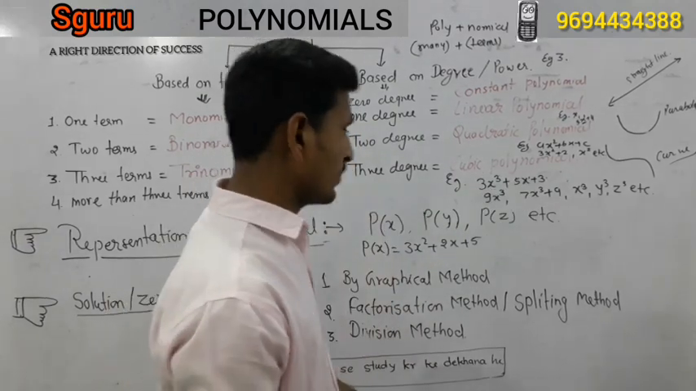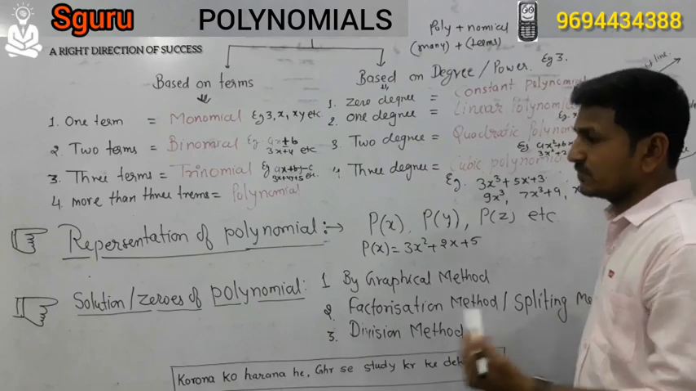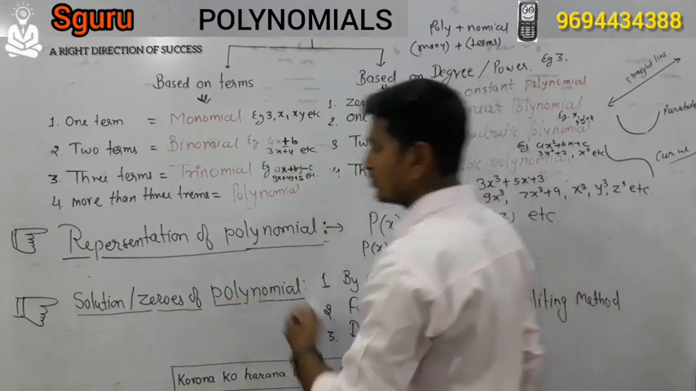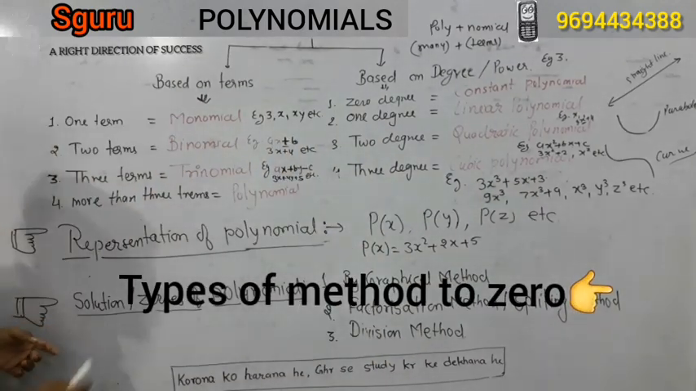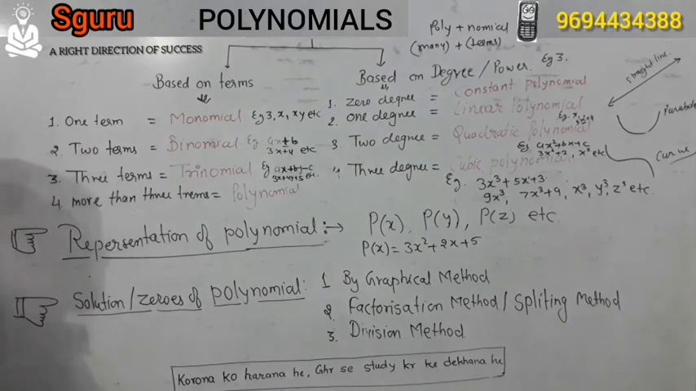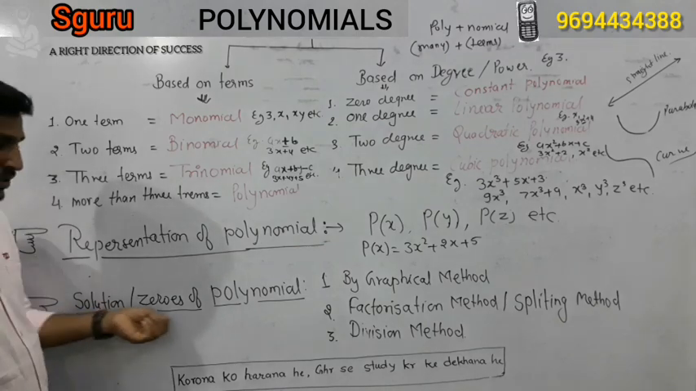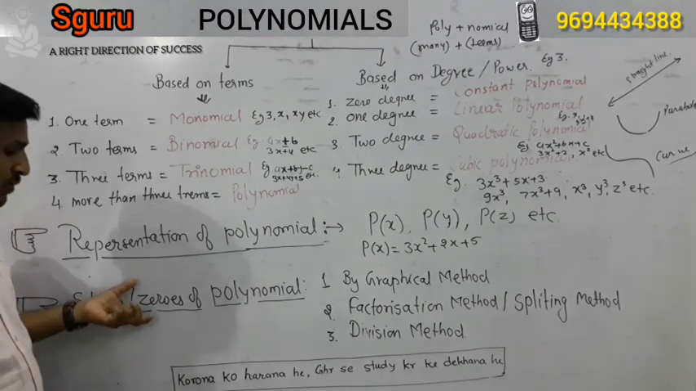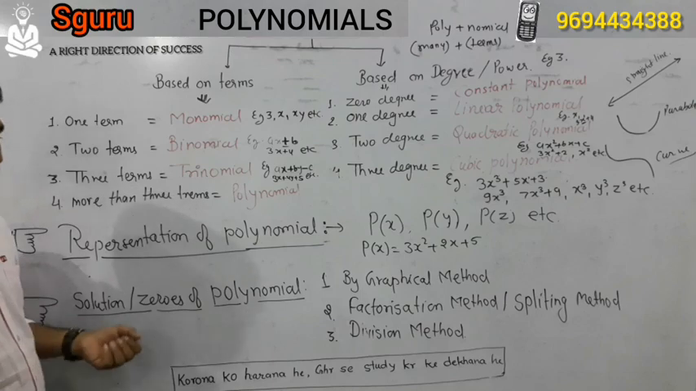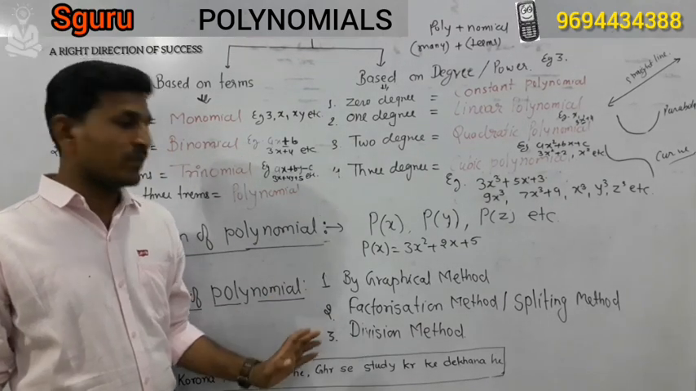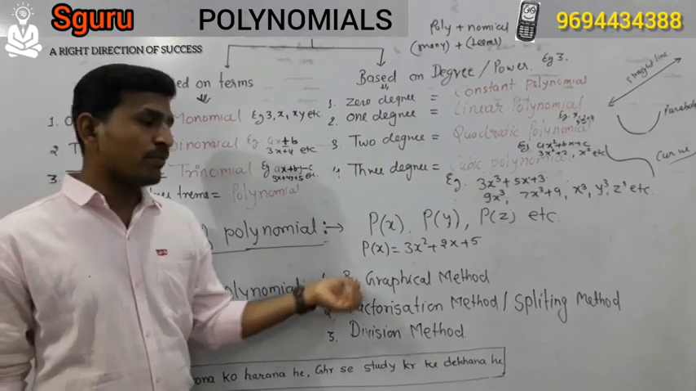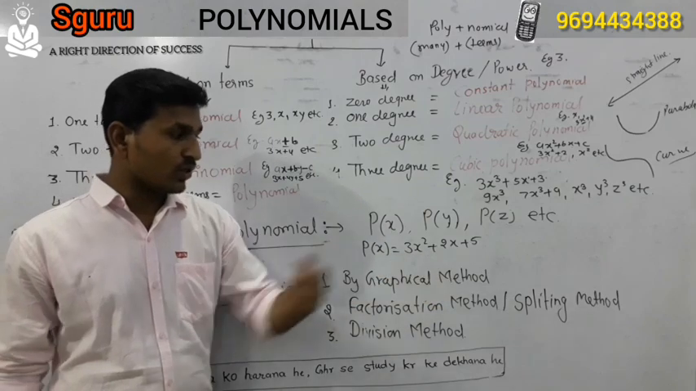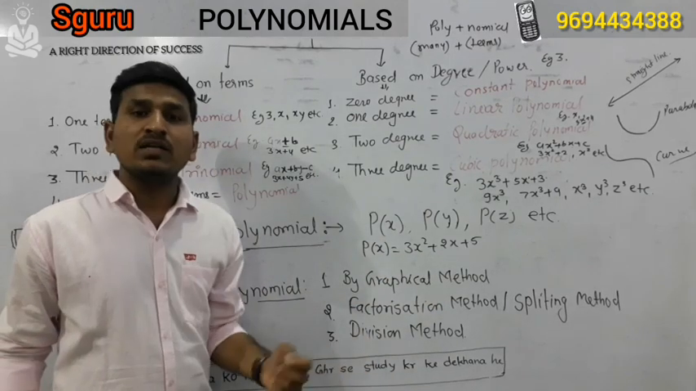ओके स्टूडेंट, let's move on to the next topic. The next topic is solution or zeros of a polynomial. Solution or zeros of a polynomial means how can we find solution और zeros of a polynomial. Students, ये zeros क्या होता है ये हम next lecture में पढ़ेंगे, ठीक है? About the zeros we will study in the next chapter. Here we have 3 methods for solving a polynomial: graphical method, factorization method, also called splitting method, and the third method is division method.